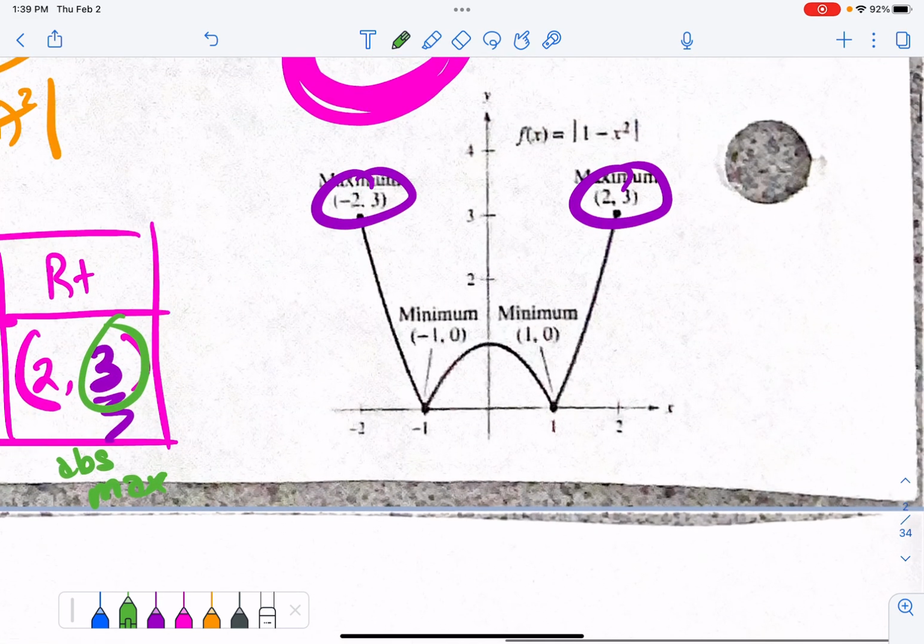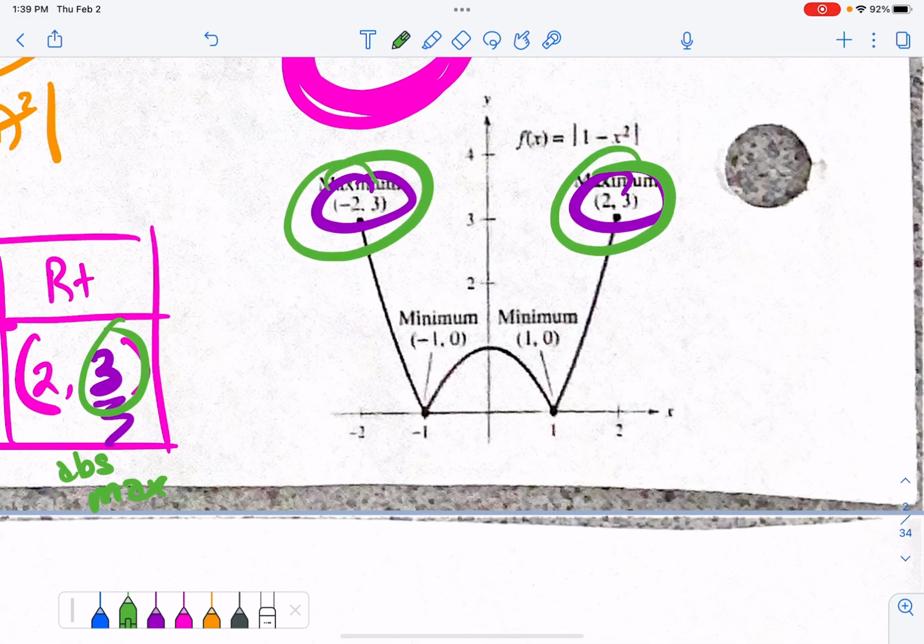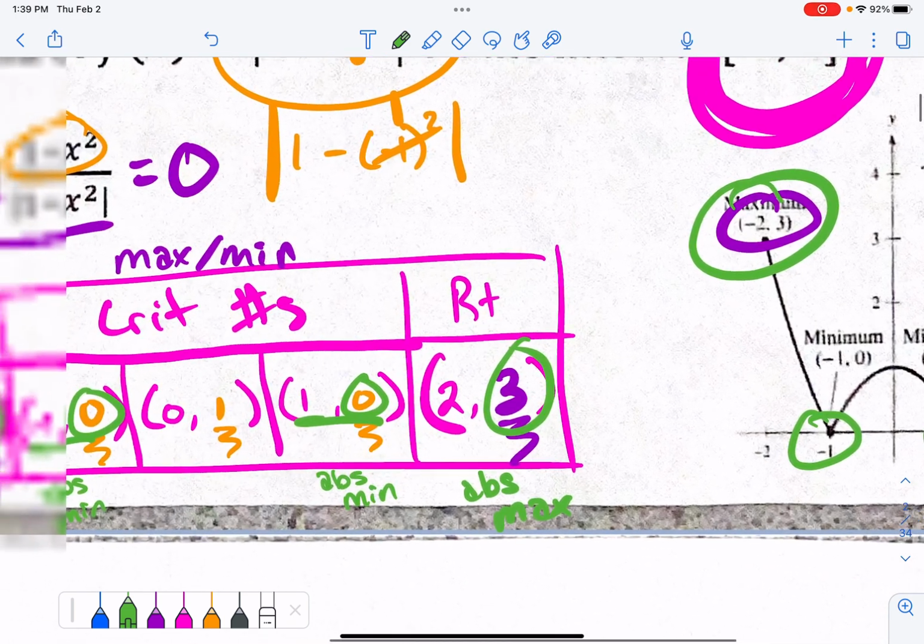By looking at the graph, are these 2 my absolute maximum points? Are these 2 my absolute minimum points? Yes, they are. Do we have to say that on our assignment? If they ask for it, yes.